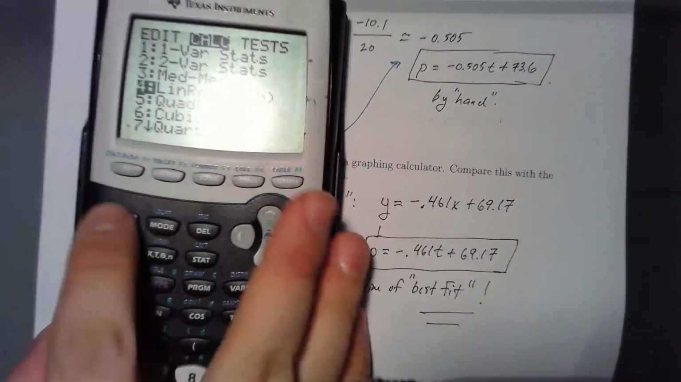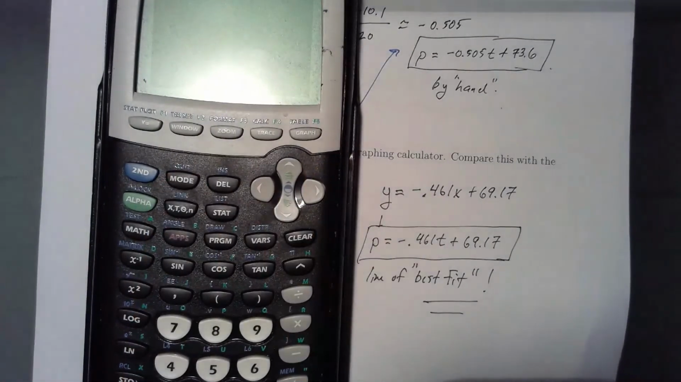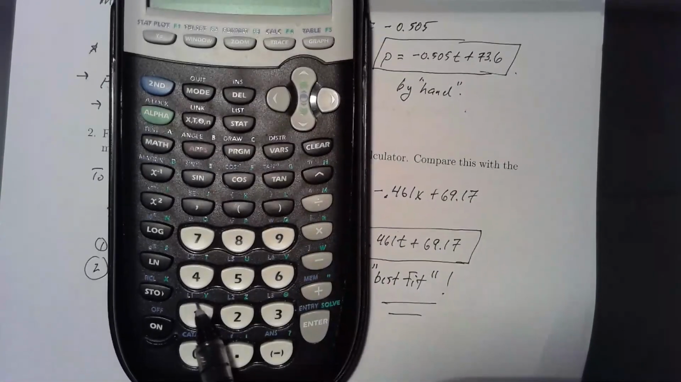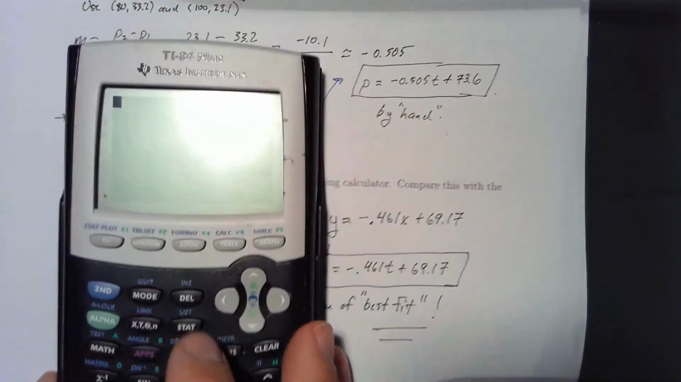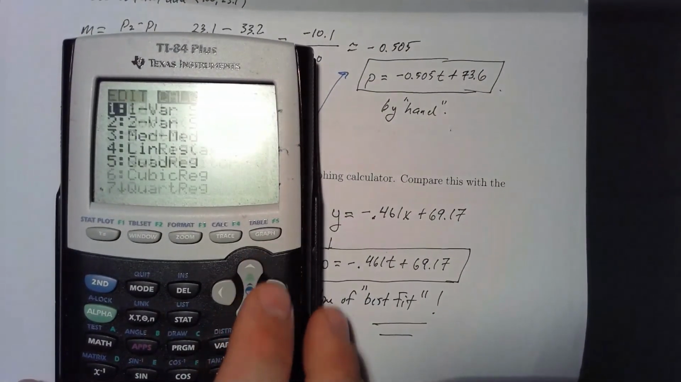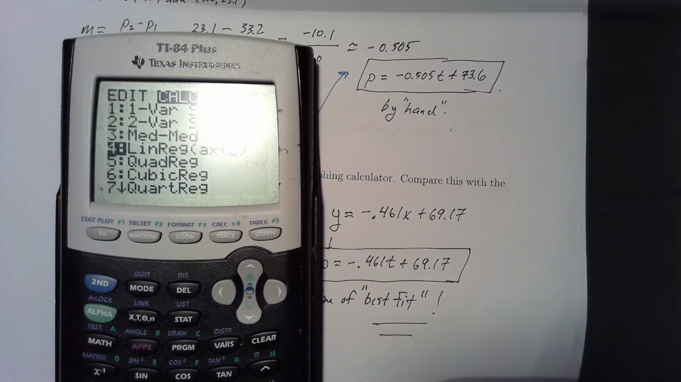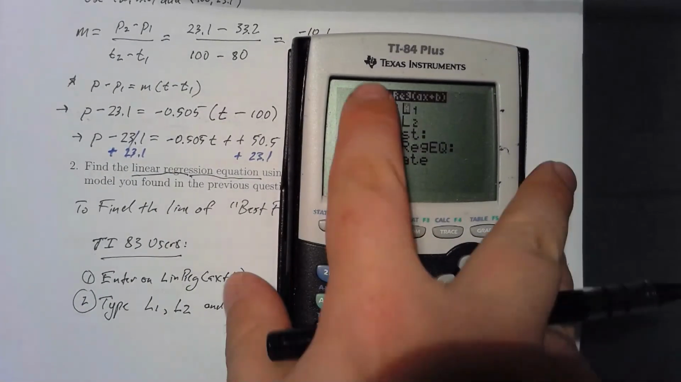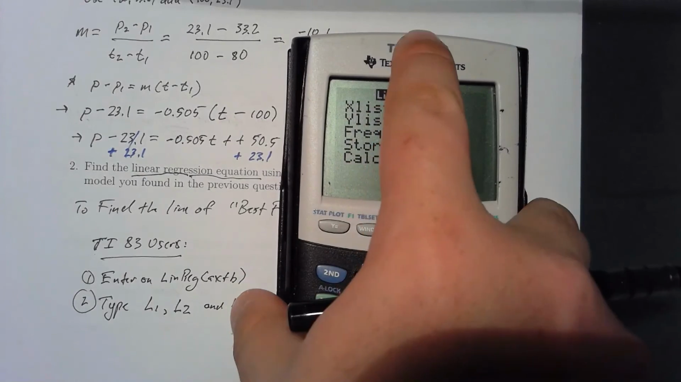So how do I do that? Well, it's really not that bad. L1 is right above the 1 button. It's right here. L2 is right here. So on a TI-83, when you go over to calc, go to linreg, you hit enter on linreg, and then linreg is going to pop up here instead of this if you're using an 83.